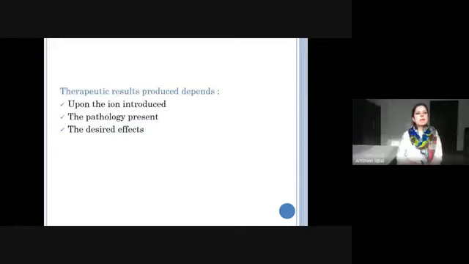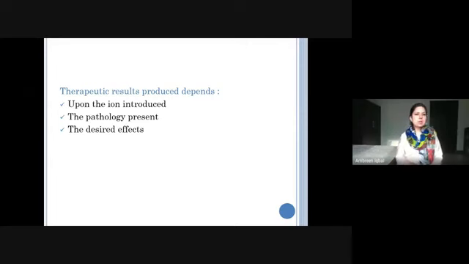So the therapeutic results depend upon the ion you are going to introduce. How much of the ion you want to introduce in the body depends upon the ion you are going to introduce, then the pathology that is present, and the desired effect.